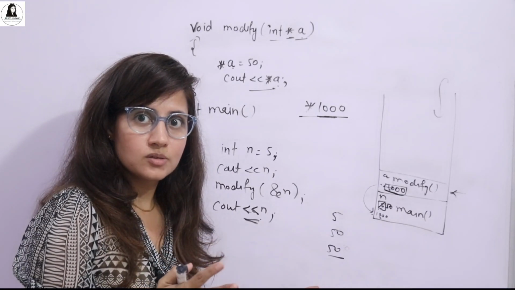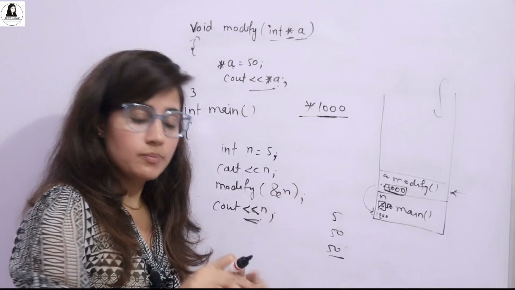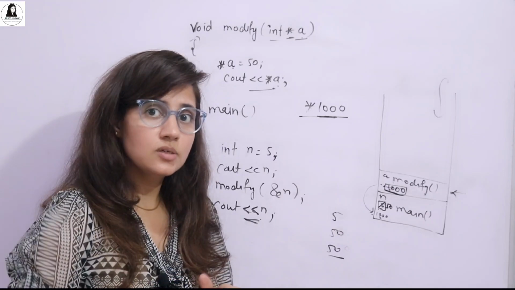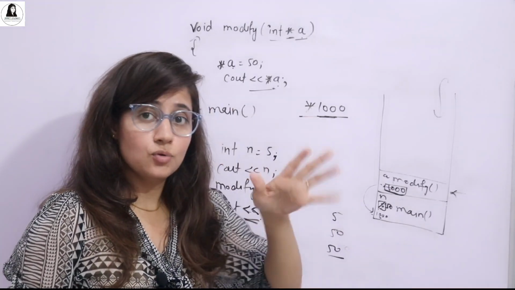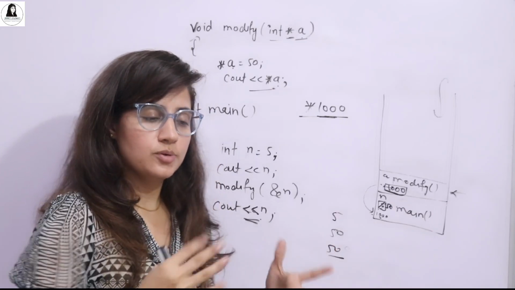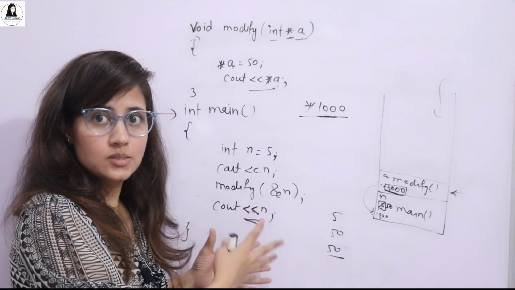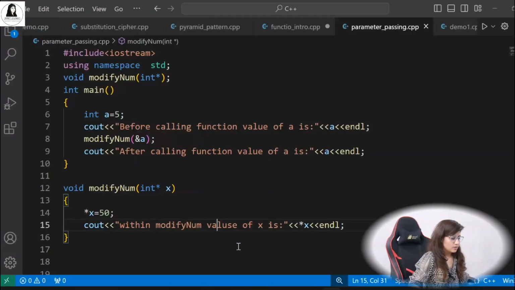So what is the use of this? There are some drawbacks and also some advantages of using reference variables, but that we'll see in a separate video: everything about reference variables and pointers and the difference between the two. I hope you got the basic idea and the mechanism behind call by value and call by reference.